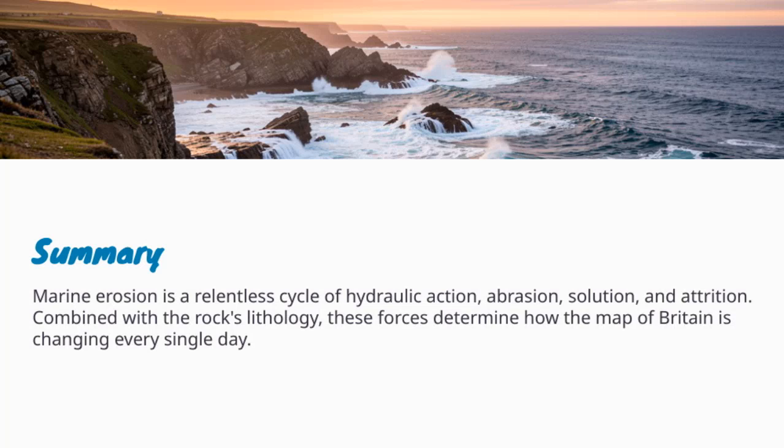Let's finish by summarizing today's lesson. Marine erosion is the wearing away and removal of rock by the sea. The four main processes are hydraulic action, abrasion, solution, and attrition. Hydraulic action happens when waves compress air into cracks in a cliff, weakening and breaking the rock apart. Abrasion happens when waves throw sand, pebbles, and rocks against the cliff, scraping it away like sandpaper.